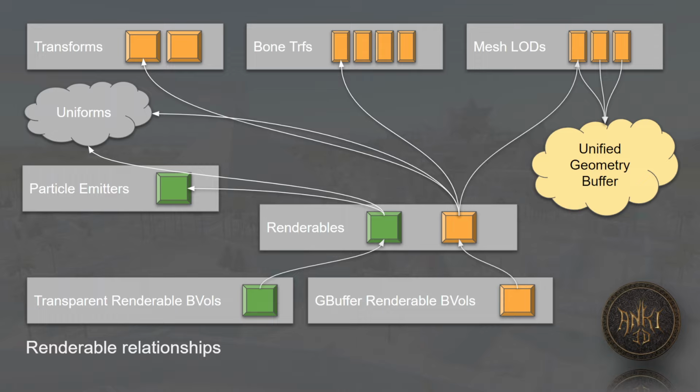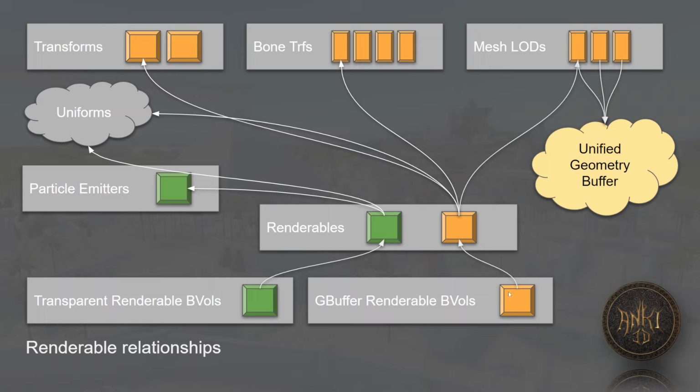Here we can see the relationships of the drawable scene graph nodes. Let's start with a transparent object. Here we look at the transparent renderable bounding volumes array. We have one element here, and that points to the renderables array. Here we have all the renderables, and the renderable points to other stuff, like a particle emitter structure in this case, and also to the uniforms. So yeah, the green part is a particle emitter.